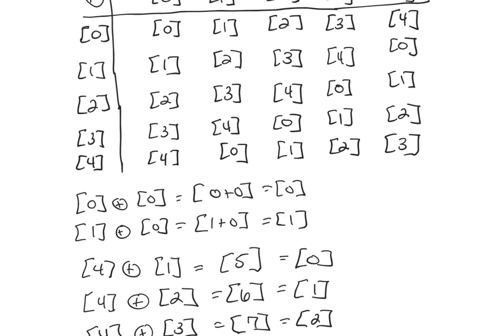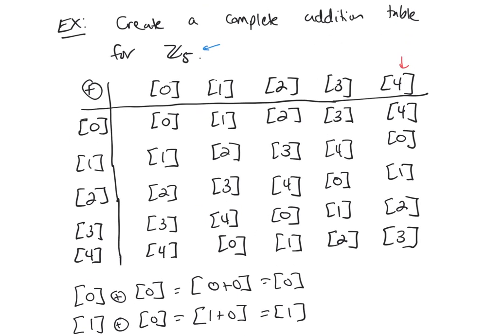So this is our addition table for Z5, and it tells us the results of adding any two elements from Z5 together. It tells us how to add them and what we get.